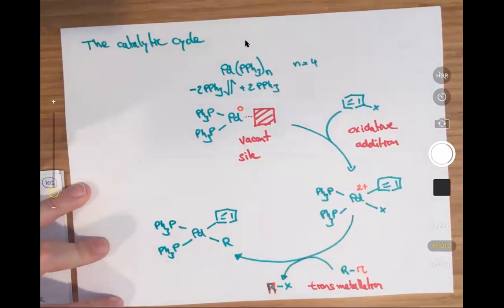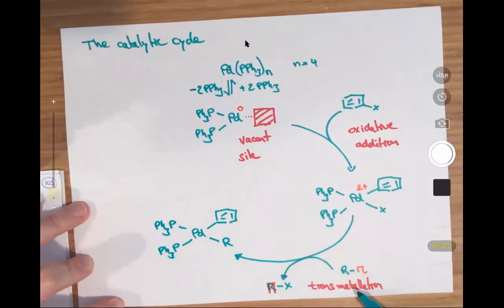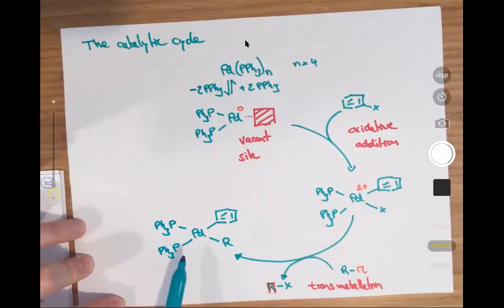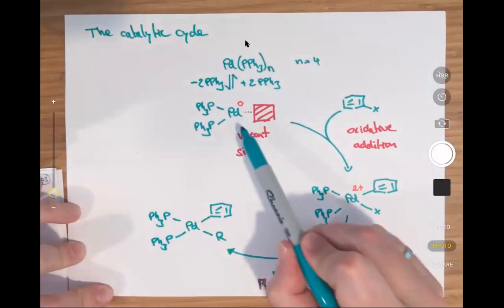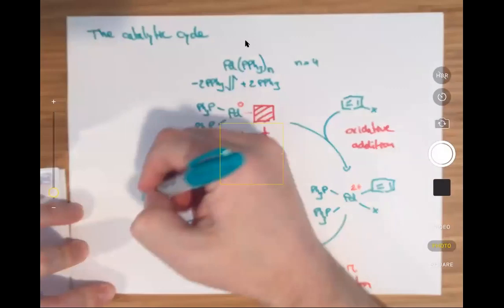Okay, so we had step one, which was the oxidative addition. Step two, which is the transmetallation, the exchange of this X and this R at the metal centers. And then we end up with this intermediate here. Now what we're left with is we have to do the reductive elimination that essentially generates our product that we're interested in. And at the same time in this step, we need to regenerate our catalyst because this does not get consumed in this process.